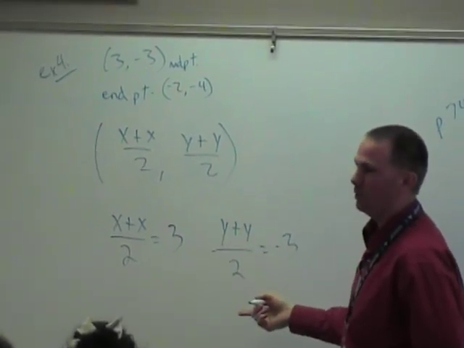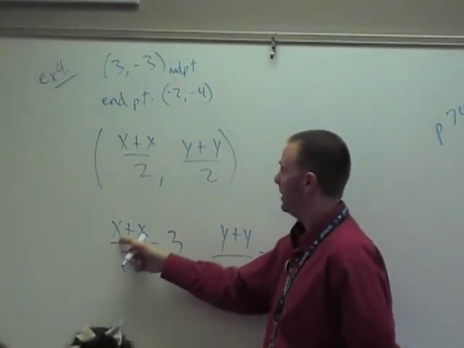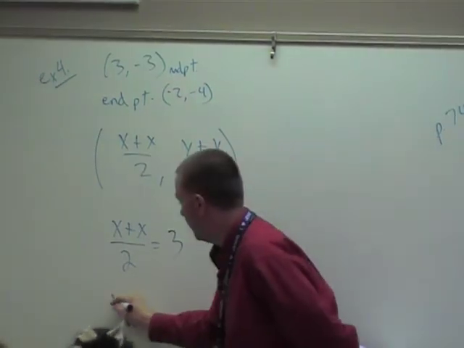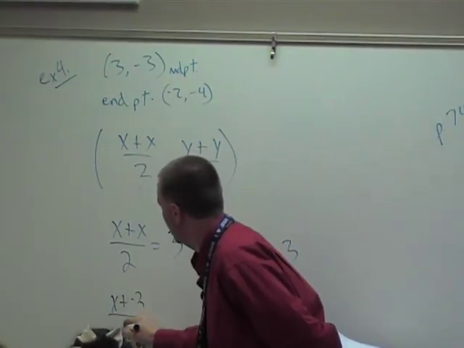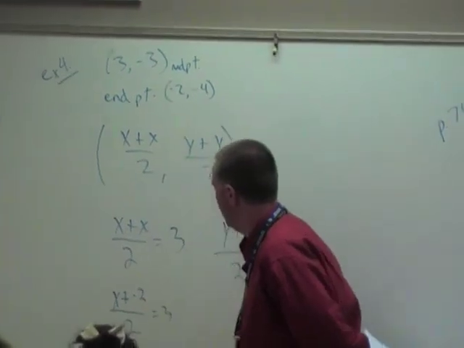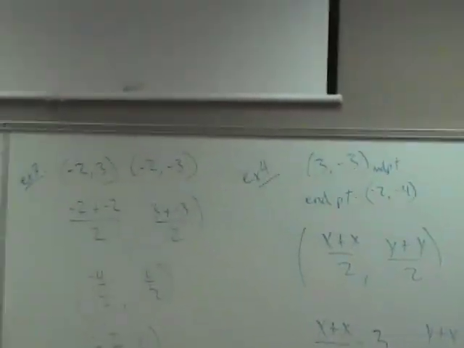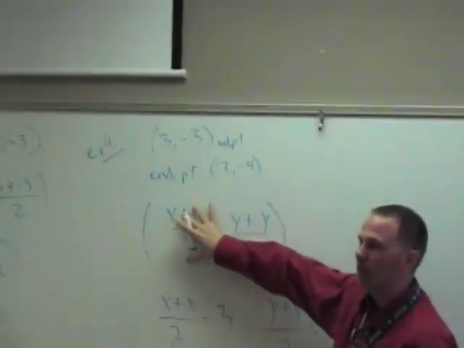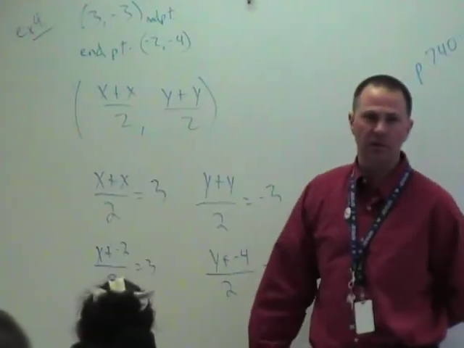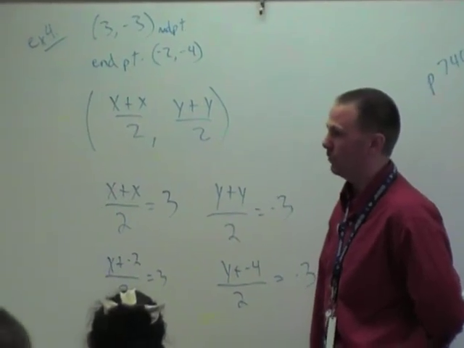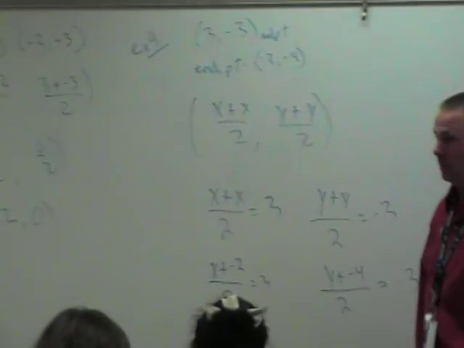Now fill in what you know. I know one of these x's, and I know one of the y's. So I have x plus negative 2 over 2 equals 3, and then you would solve it. And on this one, I have y plus negative 4 over 2 equals negative 3. So what you need to do is set up the formulas that you've been given and solve them from there. Substitute all the information you know. Same thing with the distance. Do it. Finish it.